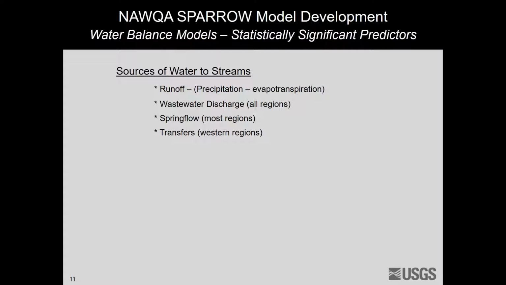But others that were also significant and pretty consistently significant were wastewater discharge. In all regions, that was an important variable. Spring flow was also important in most regions, and then transfers, mostly in the western regions, were statistically identifiable as well. That includes transfers across watersheds as well as within watersheds.